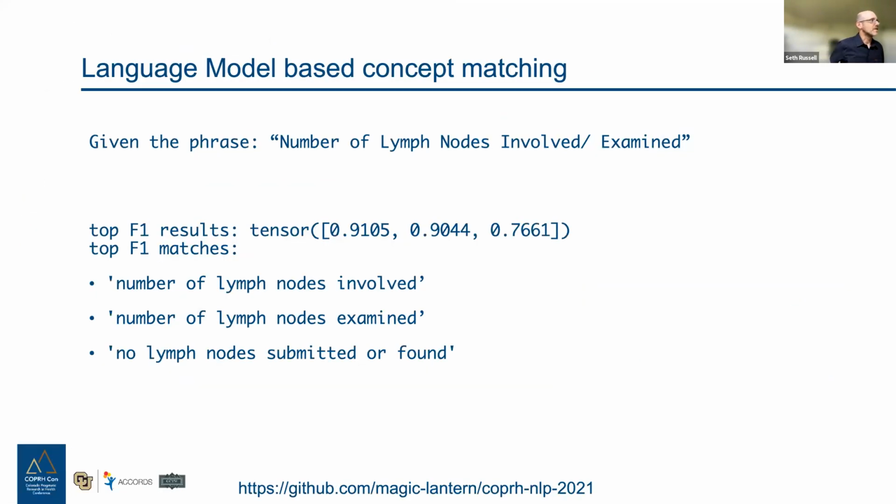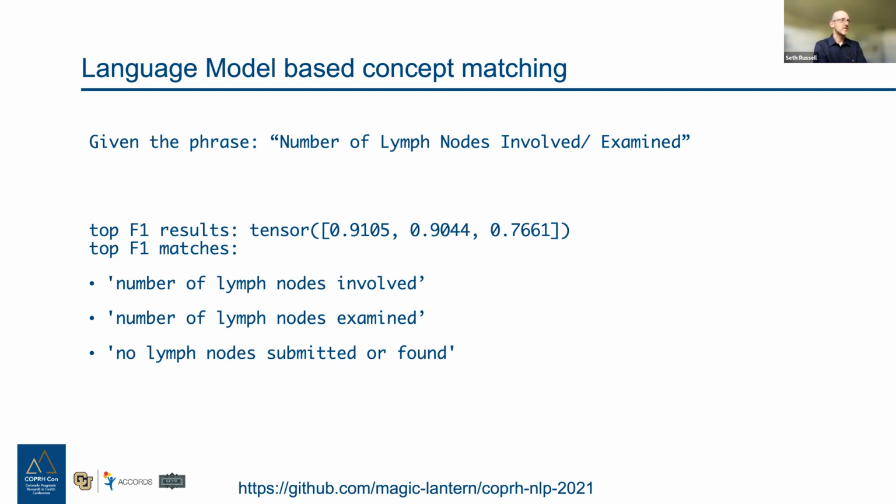So this same technique can be applied to the medical domain. For example, somebody writes in a pathology report, number of lymph nodes involved / examined. Well, in the kind of lexicon of the College of American Pathologists, they have a separate concept for number of lymph nodes involved from a concept of number of lymph nodes examined.